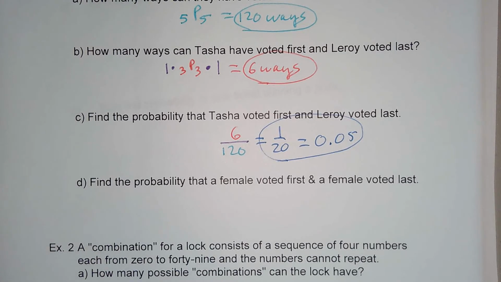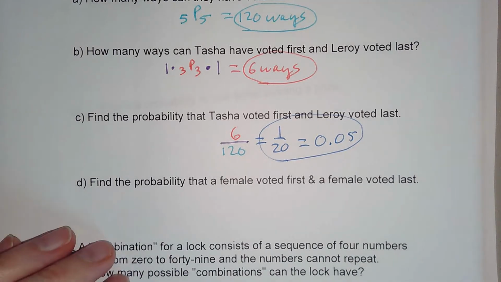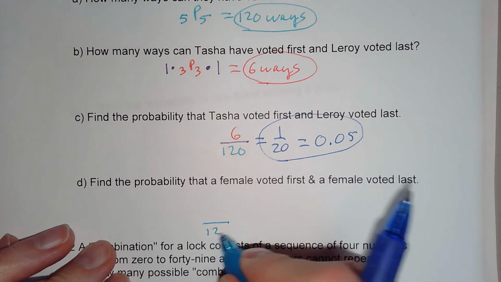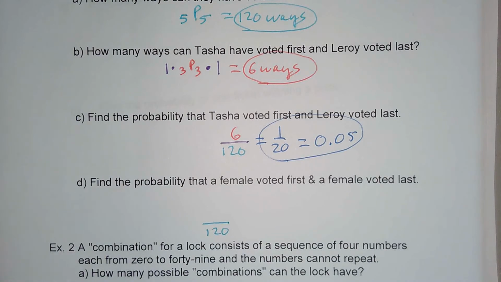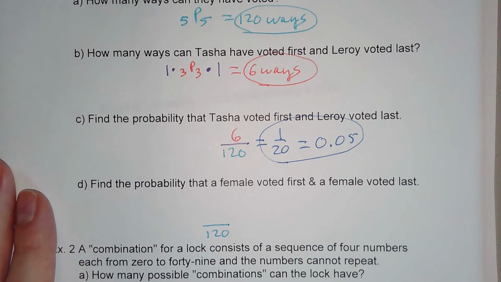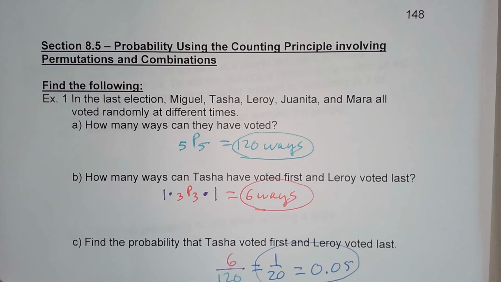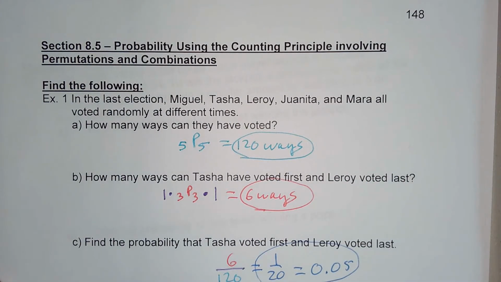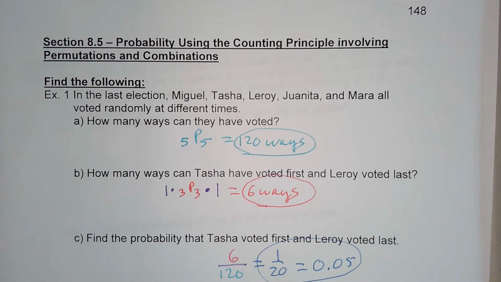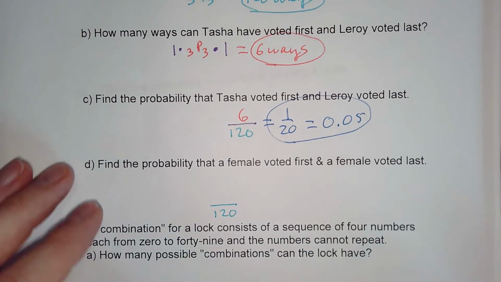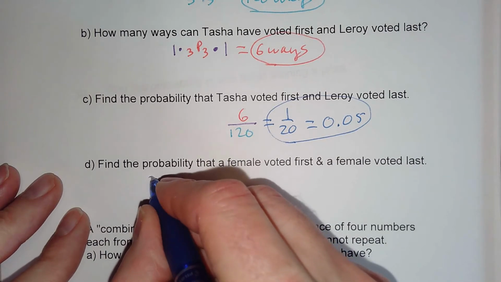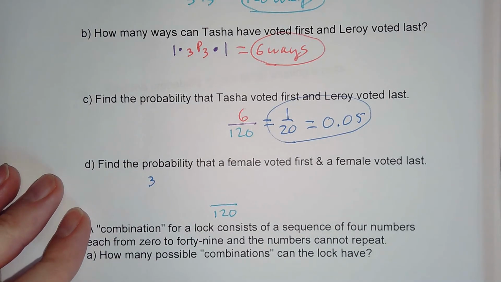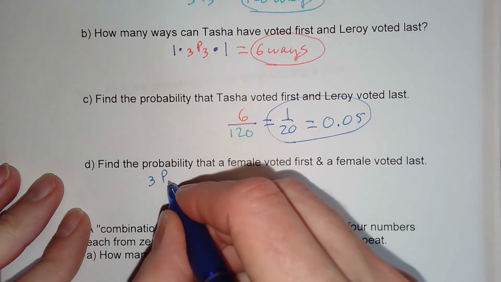Alright, so now B says find the probability that a female voted first and a female voted last. So our bottom number here is not going to change. That's still going to be 120. But let's think about it in terms of a female voting first and a female voting last. We have to make an assumption here. We're going to assume that Tasha, Juanita, and Mara are female, and that Miguel and Leroy are male. So we have 3 females. For the number of ways a female voted first, you have 3, and you're picking one of them.